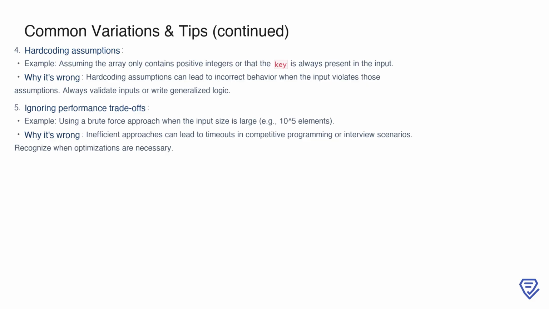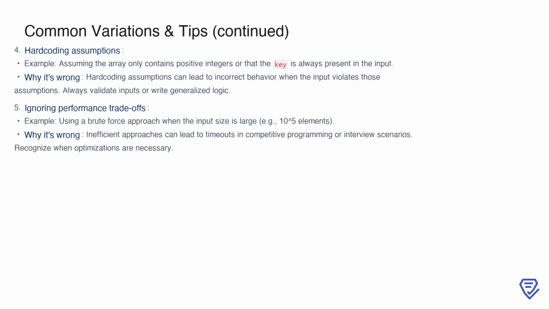Another frequent mistake is hard-coding assumptions about the input. For example, assuming the array only contains positive integers or presuming that the key is always present can lead to incorrect results if the input doesn't align with those assumptions. To avoid this, you should validate inputs and write generalized logic that can handle a broad range of scenarios.